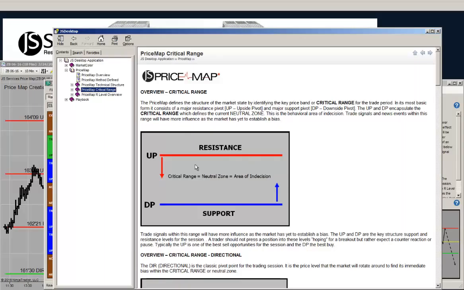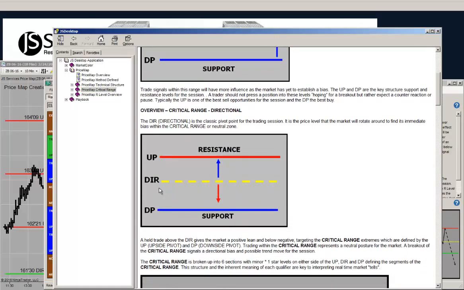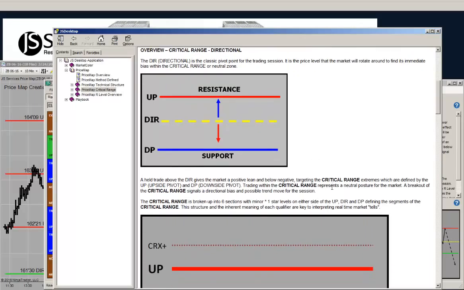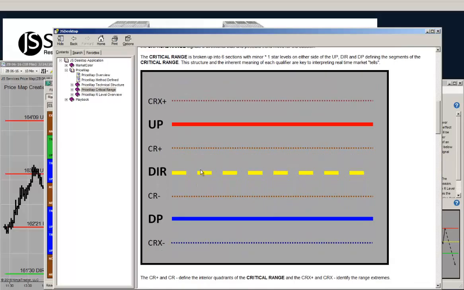Critical range is a key price band. It identifies the neutral zone, area of indecision for the market, and the midpoint of that zone, not necessarily symmetrical midpoint, is the directional. It's important to understand the full structure of the critical range. So we have not only the directional midpoint, but we also have two interior levels, CR plus, critical range positive, critical range negative, and the CRX plus and CRX negative.